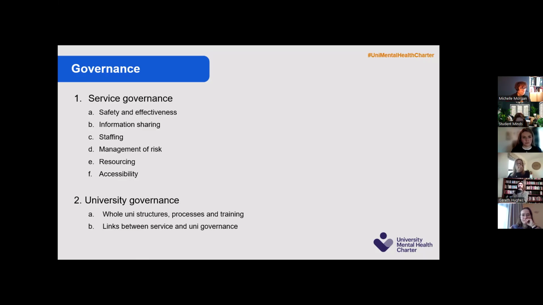So no one senior's checking on it. No one's making sure that it is what it needs to be, because they don't even know it's there and it's needed. So how do we plug together that university level governance to the service governance, to make sure that those two things are connected together?